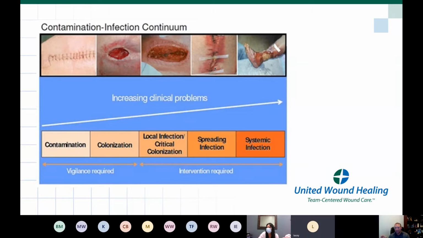This is a critical point. And if you don't catch it, it's going to get into the bloodstream, and that's what we call a systemic infection. The bacteria or the fungus or whatever has gotten from the tissue into the blood, and now somebody is becoming septic. So you can see this doesn't happen. You don't go from contaminated to septic. You go from contaminated to colonized to critically colonized to spreading local infection and then deep infection or sepsis.